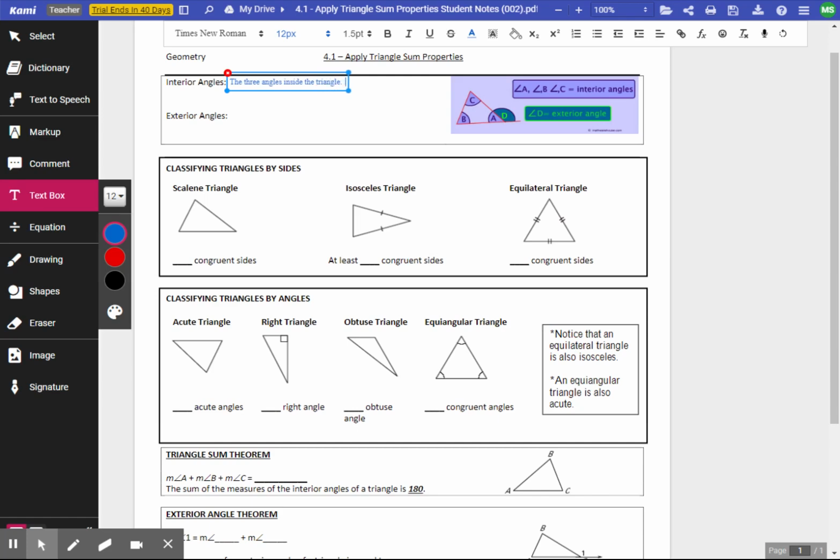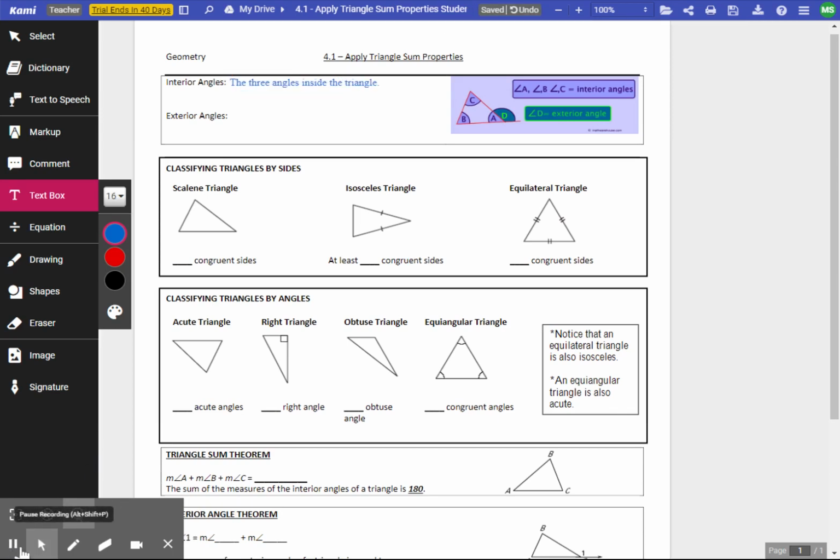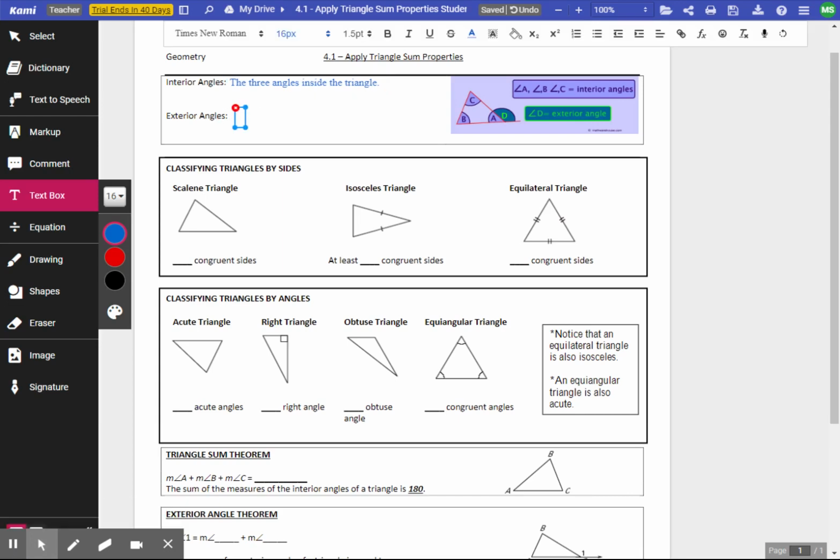Angle. Okay, sorry, I paused so I could make the printing just a little bit bigger. All right, an exterior angle has to be created, and that is an angle outside the triangle. It gets created by extending one side of the triangle.